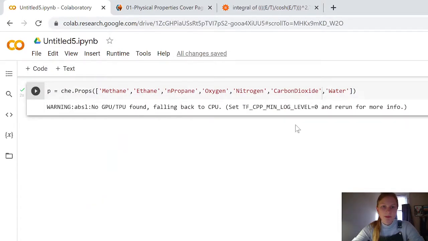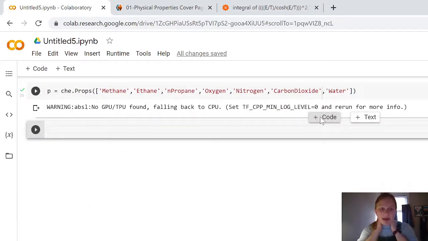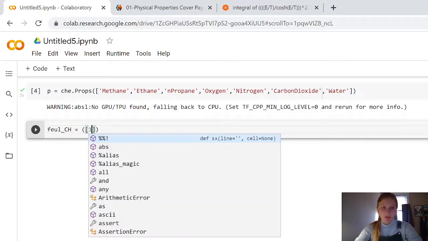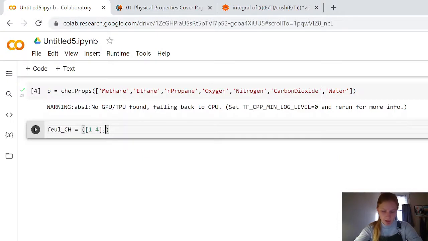Okay, sweet. Next step, we want to establish all of the moles in our fuel, which is what we did, the stoichiometry balance of equations on the board. So we're going to start with the coefficients for our carbon and our hydrogen. So what I'm going to type in here, we're going to call it the fuel carbon hydrogen, and that is going to be equal to, we're just going to create our array here, and we have 1 and 4, 2 and 6, and then 3 and 8.